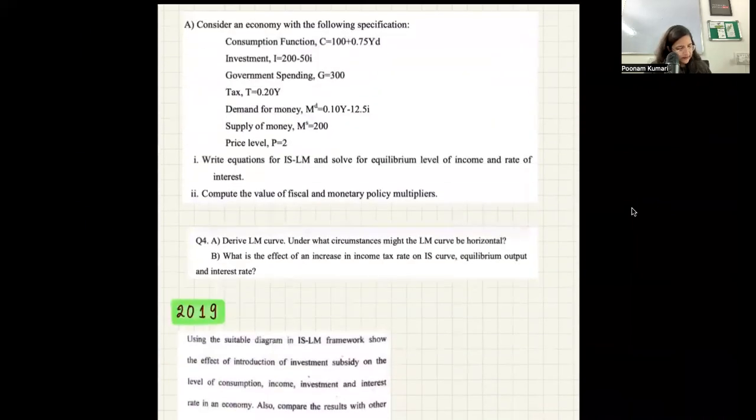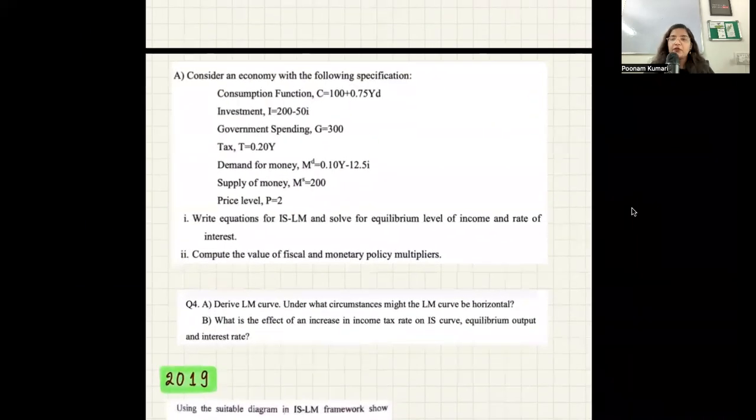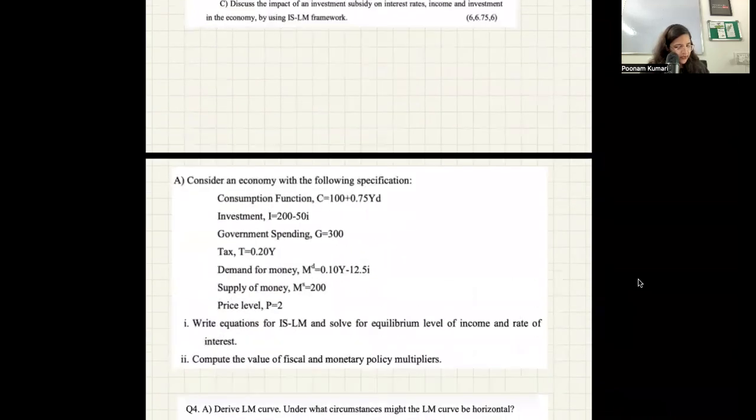So let's say we can start off with this particular problem wherein proper details regarding each of the functions are given, and different types of questions have been asked. Tell the IS equation, tell the LM equation, find the income, rate of interest and all of these things. Okay, so let's try to do this question first.